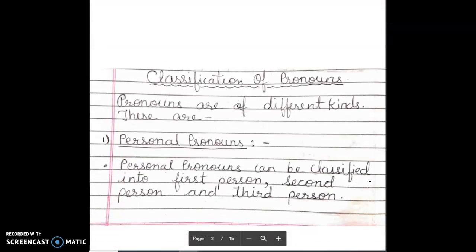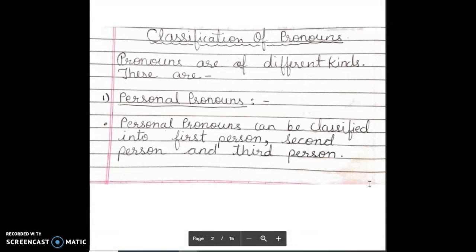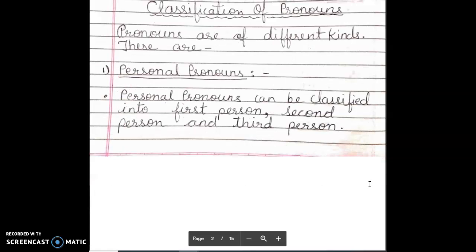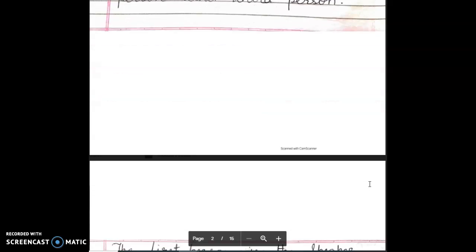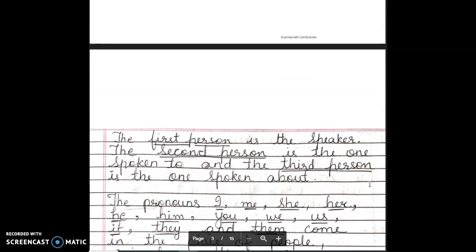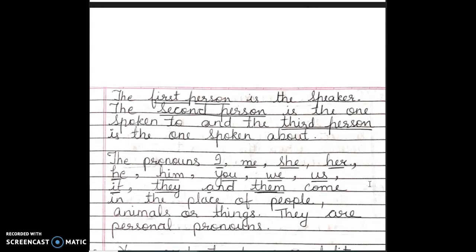Now classification of pronouns. If we talk about pronouns, 13 kinds of pronouns we are going to do in this session, in this video. So the very first is personal pronouns. Again, personal pronoun can be classified into first person, second person and third person. Now as I am speaking to you, I am the first person, you are the second person, and if I am speaking about someone else to you, then that someone else is the third person.